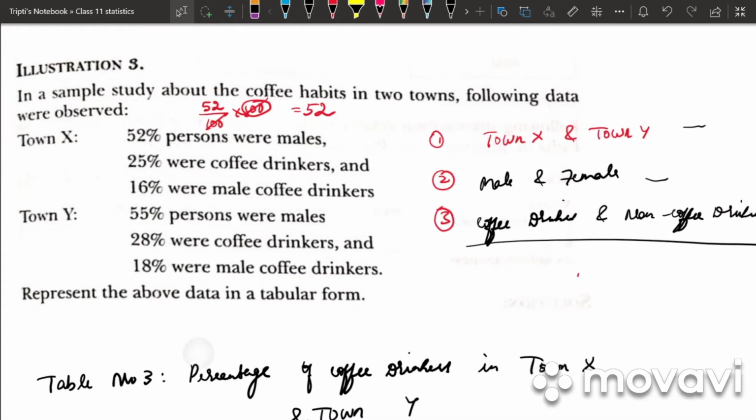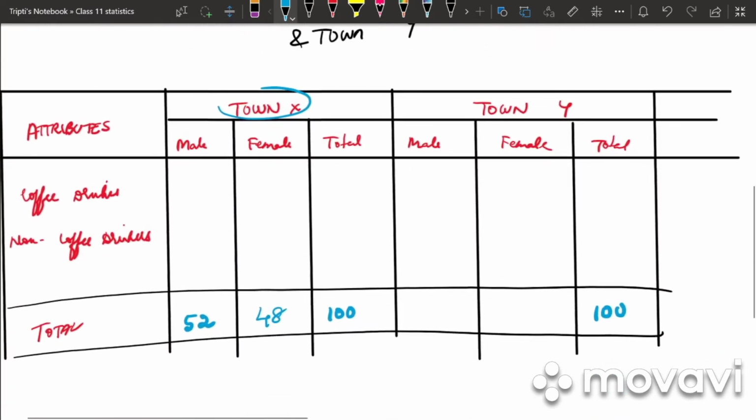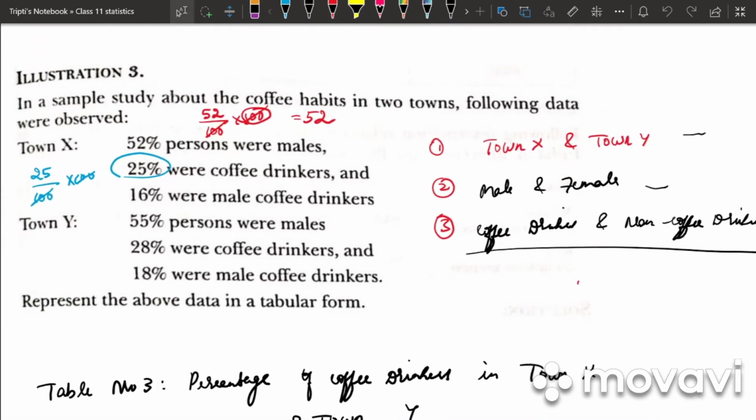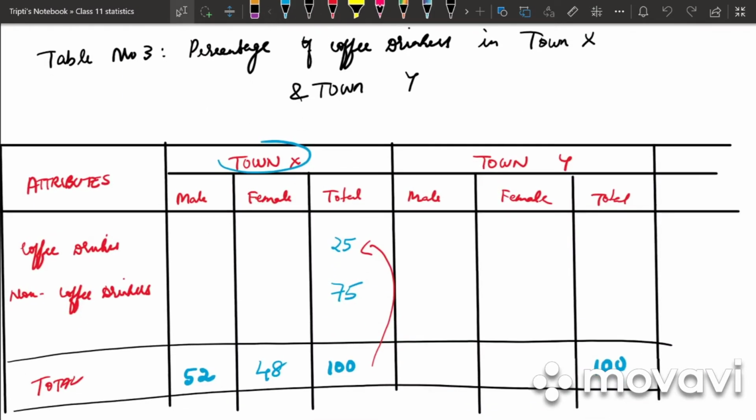What is the next thing they have given us? 25% were coffee drinkers. So again out of 100, 25% were coffee drinkers. So 25 divided by 100 into 100 is 25. So the total of coffee drinkers is 25. Non-coffee drinkers will be 100 minus 25, that is 75. Next, last they have given 16% males were coffee drinkers. So male coffee drinkers, what is the percentage? 16%, which means it is 16.